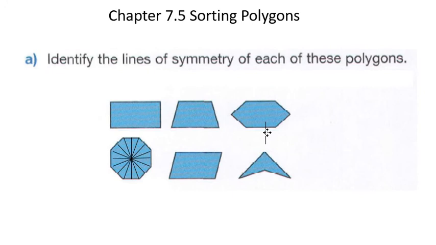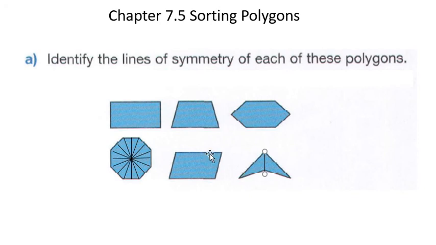Now let's take a look at the chevron. This chevron only has one line of symmetry. If we folded it along this line right here, we would get exactly this piece over top of this piece with no overlap.